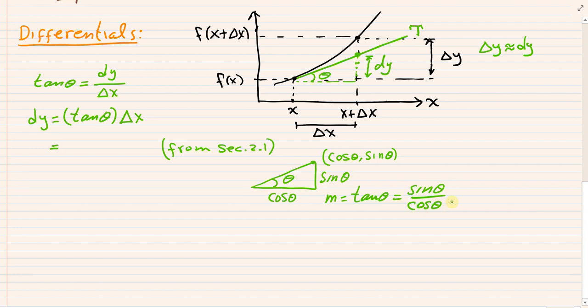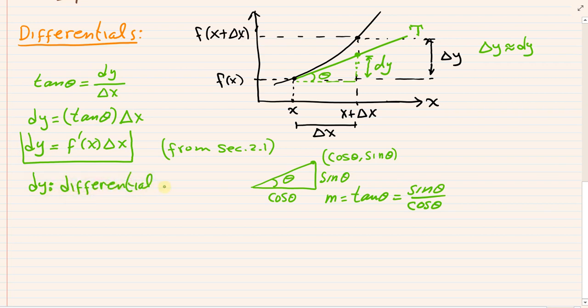Therefore I can replace tangent of theta with f prime of x, times delta x, and that's the actual value of the differential of y. So we can calculate the differential of y, and that's what dy is called. This is called the differential of y, and that's what that is.